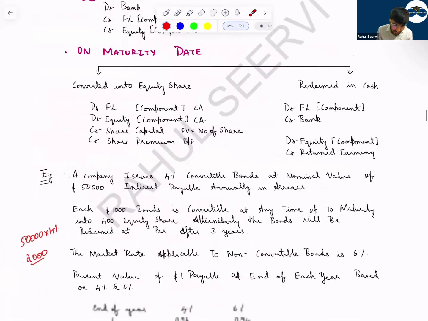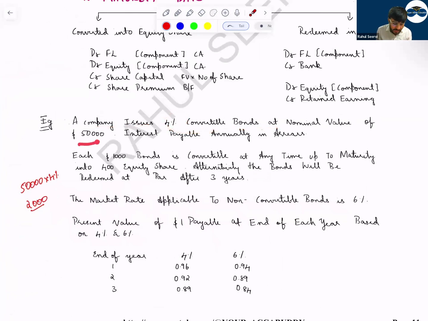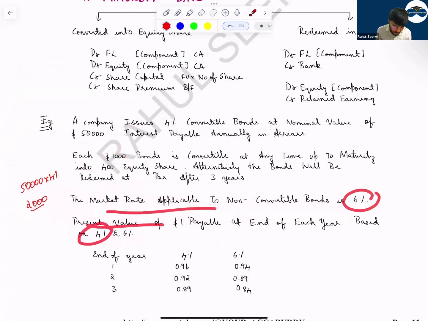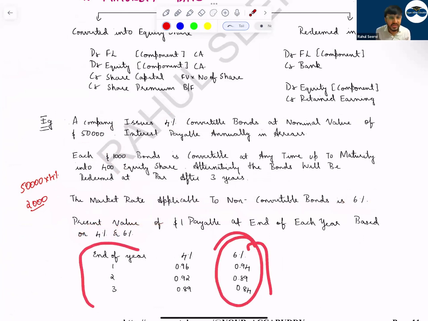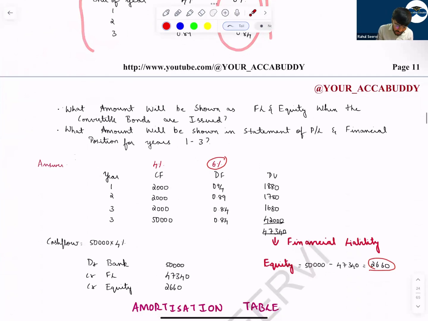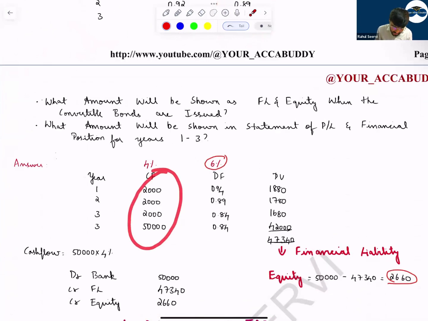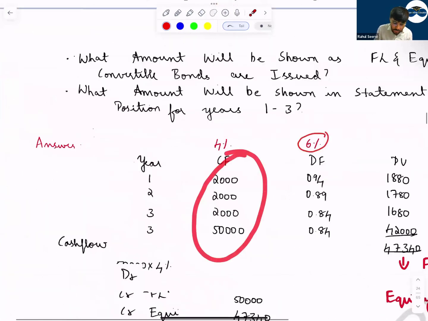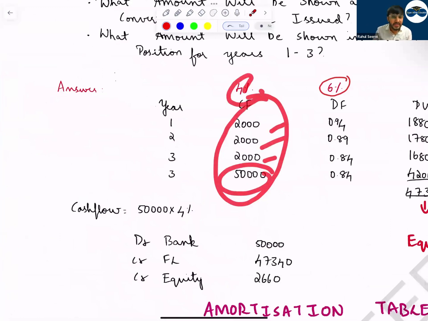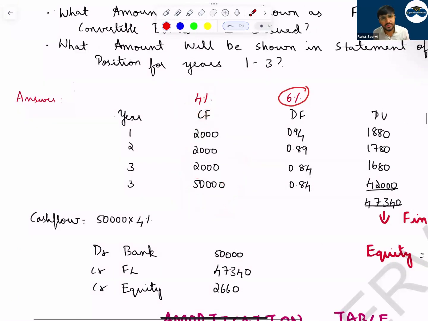So this was the basic example. 4% convertible bond at nominal value of 50,000. Each $1,000 of bond is converted into 400 equity shares at the end of 3 years. Market rate is 6%. The rates are 4% and 6%. They will give you this to confuse you, but we have to take the market rate to discount the value. So see, the cash flow we have taken is 2,000, how? That is 50,000 into 4%, 2,000, 2,000, 2,000. And at the third year, you should take the full 50,000 also.